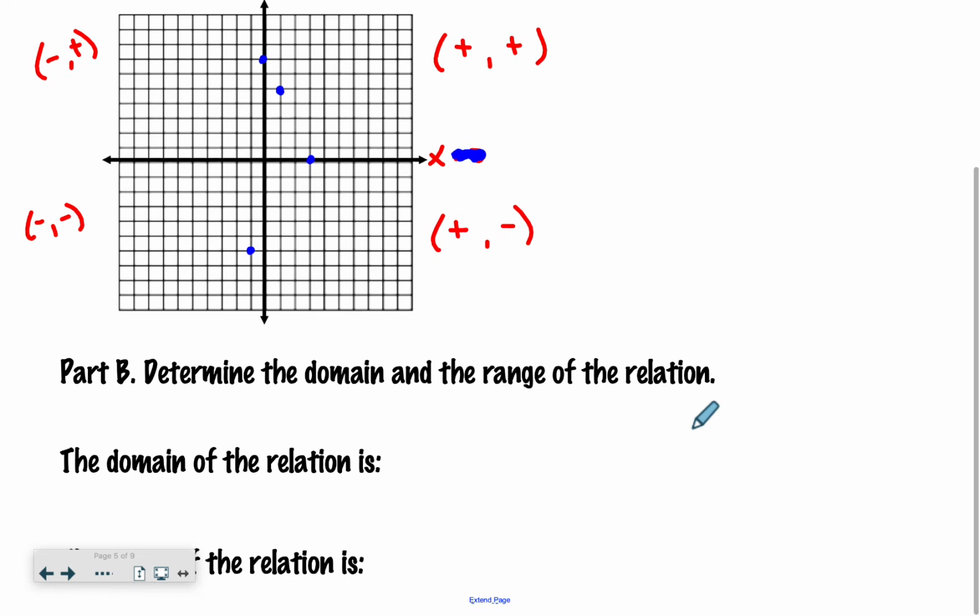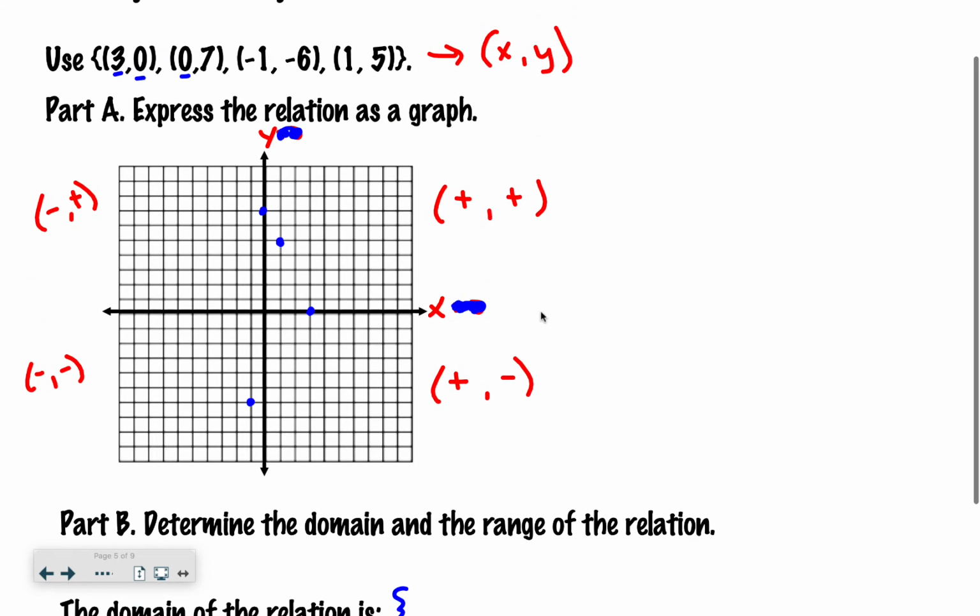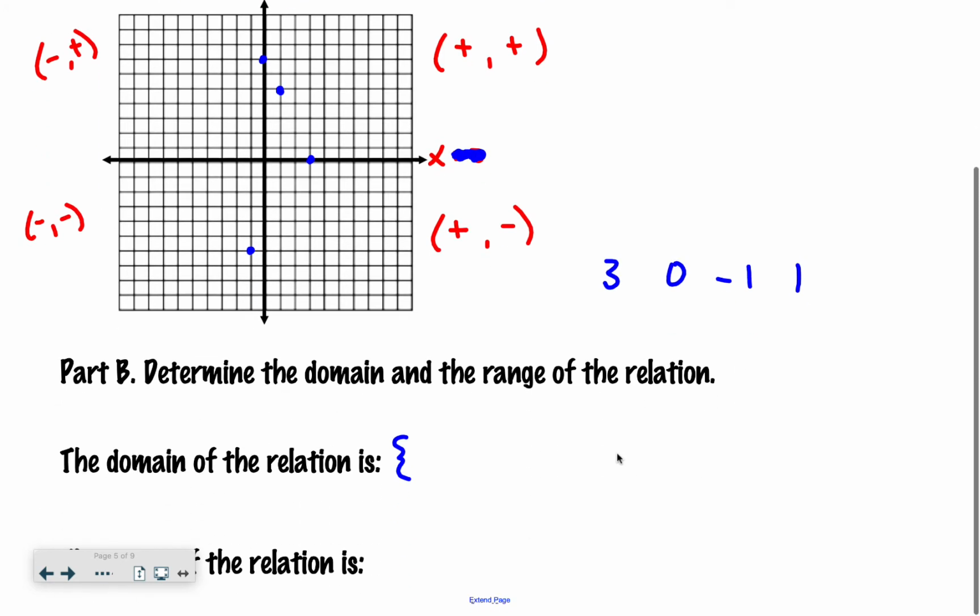But now let's practice doing our domain and our range again. So, oops, that was a really weird curly bracket. So remember, domain is your x values. So if you have those ordered pairs, it's kind of easiest just to pull the x values from those ordered pairs. So we have 3, 0, -1, and 1. And I always want to list them least to greatest. So I would start with -1, 0, 1, and 3.